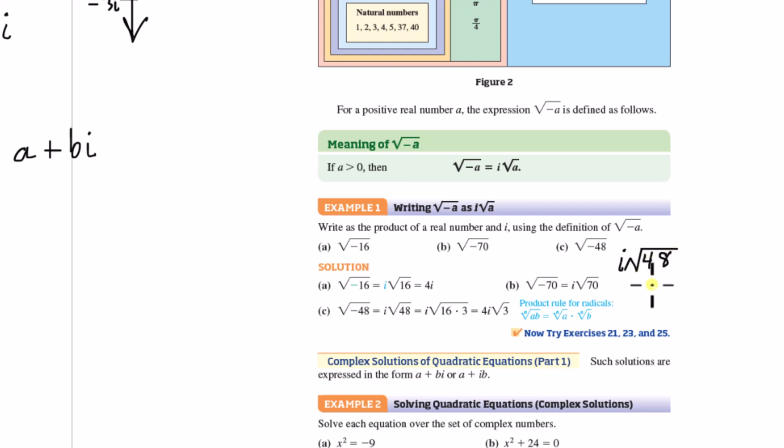So let's see, 48 is 24 times 2. This is 12 times 2 times 2. 4 times 3 is 12. So 16 times 3 is equal to 48. So the square root of 48 is 4 root 3. So you've got 4i root 3. Like that. And there you go.